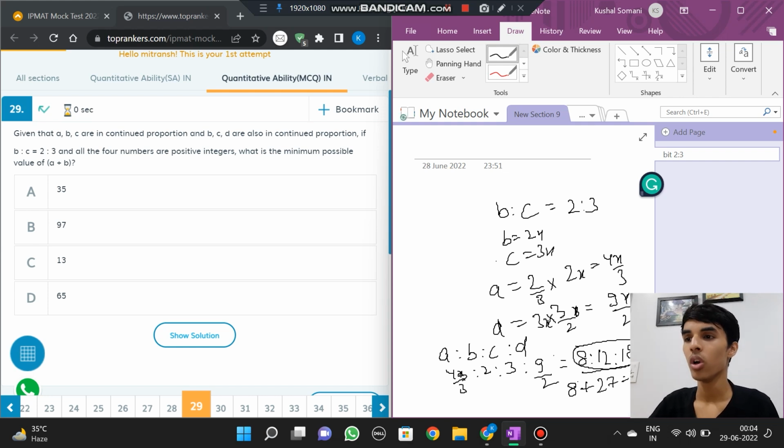You just need to know what a proportion means, and you just have to check if there is a common factor. Don't forget to check if there is a common factor, because in some cases there might be a common factor among all these numbers. If there is a common factor, we first need to divide by that common factor and then add the two numbers. I think now we can move on to the next question.